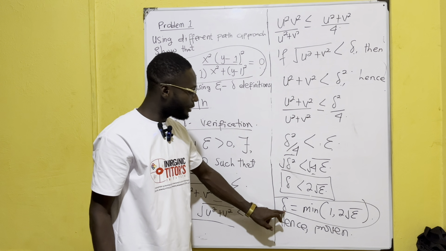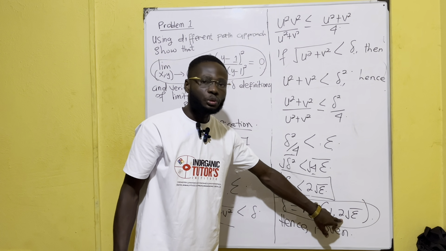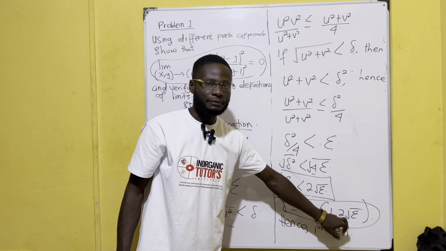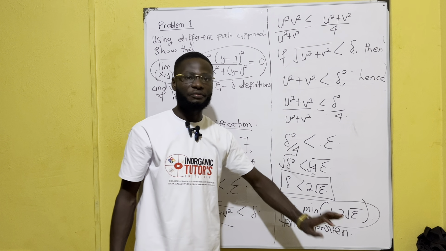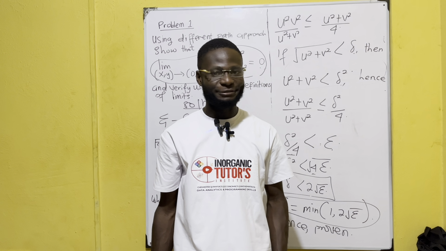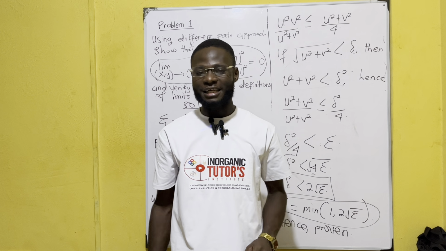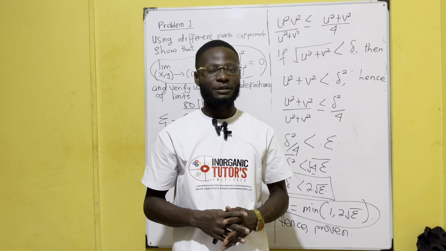So our delta should be a minimum of 1 and also 2 times the square root of what? Epsilon. Hence proven. This is beautiful, right? Okay, give me some short minutes. I'll be back with question number 2.